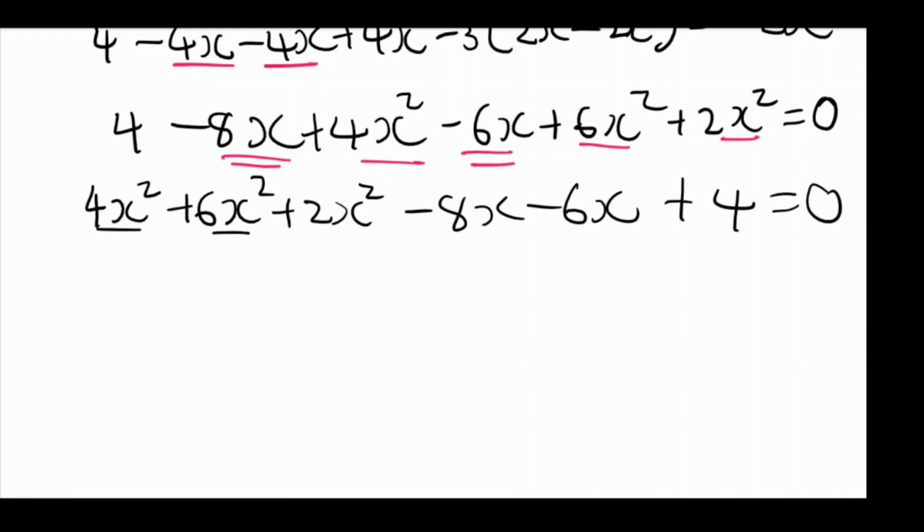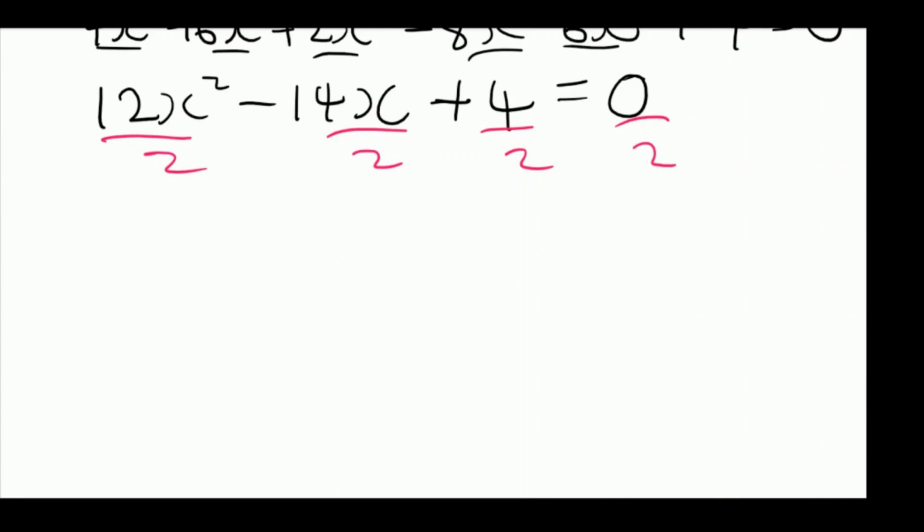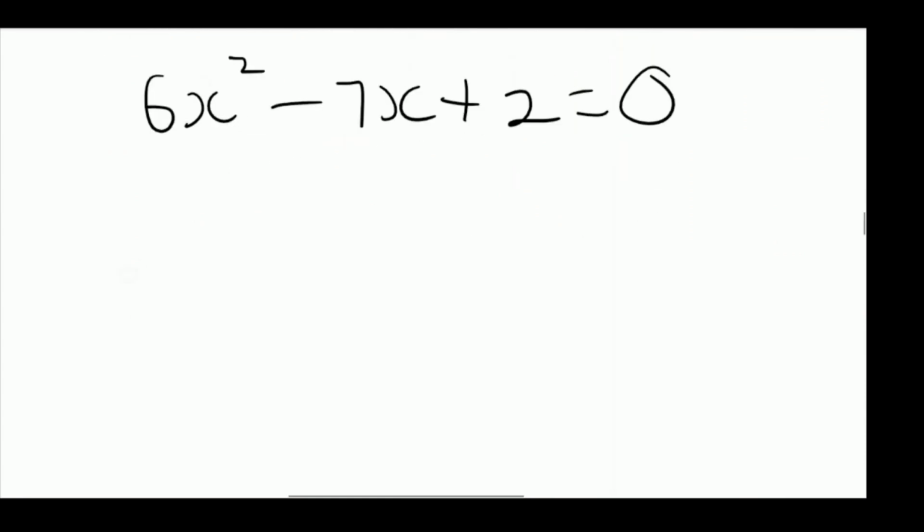So when we add these three like terms here, we're going to have 12x squared, and these two like terms, we have minus 14x plus 4 equals to 0. And then we're going to divide by 2 on all sides just to simplify the problem. So we will have 6x squared minus 7x plus 2 equals to 0. Now we're going to find the factors of this problem here.